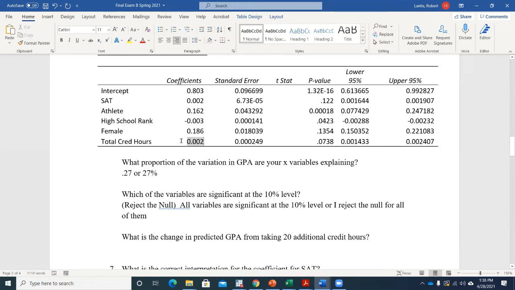So if this is the effect of 1 more credit hour, 1 unit, the effect of 20 would just be 20 times that, or what, 0.04? So I might ask you the interpretation of a coefficient, but using that interpretation, you can then find the effect of more than just 1 unit. Well, how do you do that? The effect of 20 units is this effect of 1 unit, 20 times that.